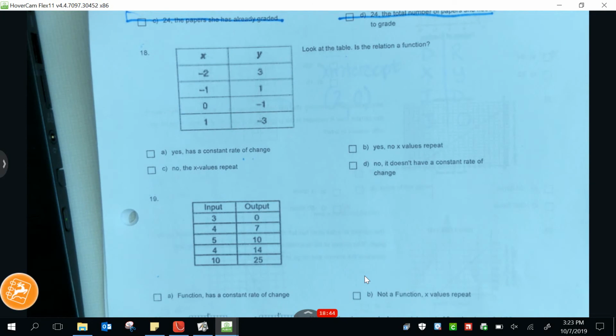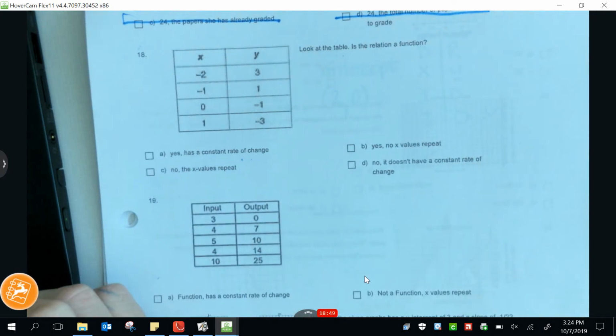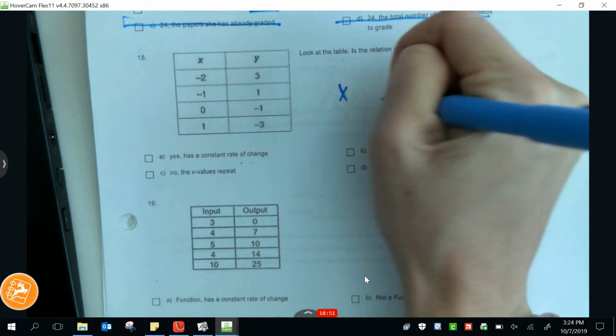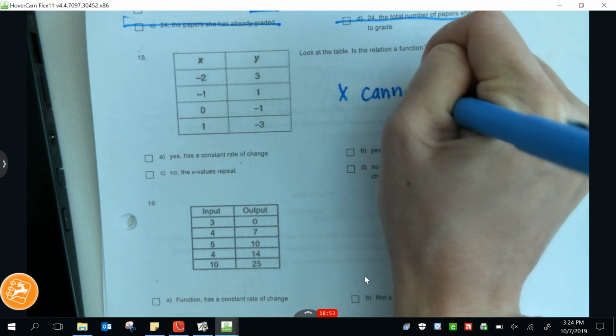Number 18, look at the table. Is the relation a function? So is this a function? Well, to be a function, again, x cannot repeat.